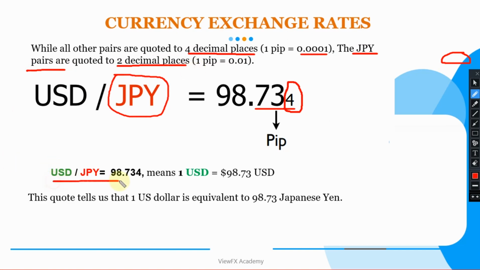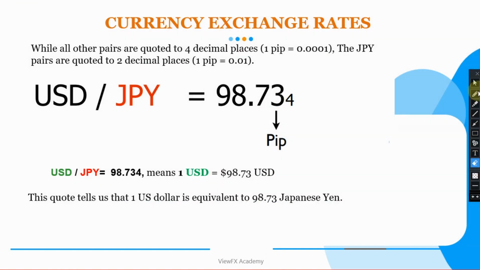So USD JPY equals this. It means that 1 USD is equivalent to 98.7 Japanese yen. This is JPY. So it tells us that 1 US dollar is equivalent to this amount in Japanese yen. This is a very, very crucial part of Forex. So I'm going to have to touch on this again for proper understanding.